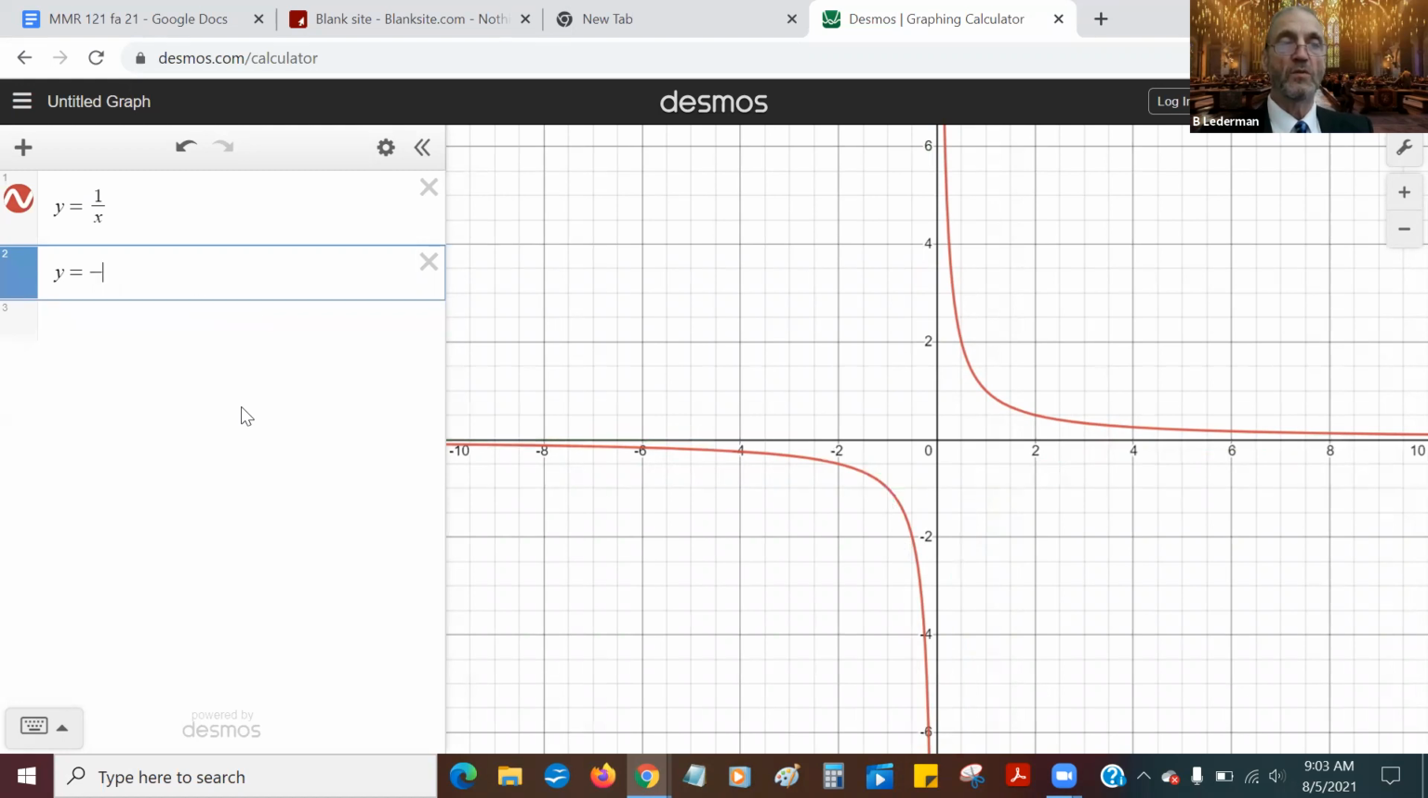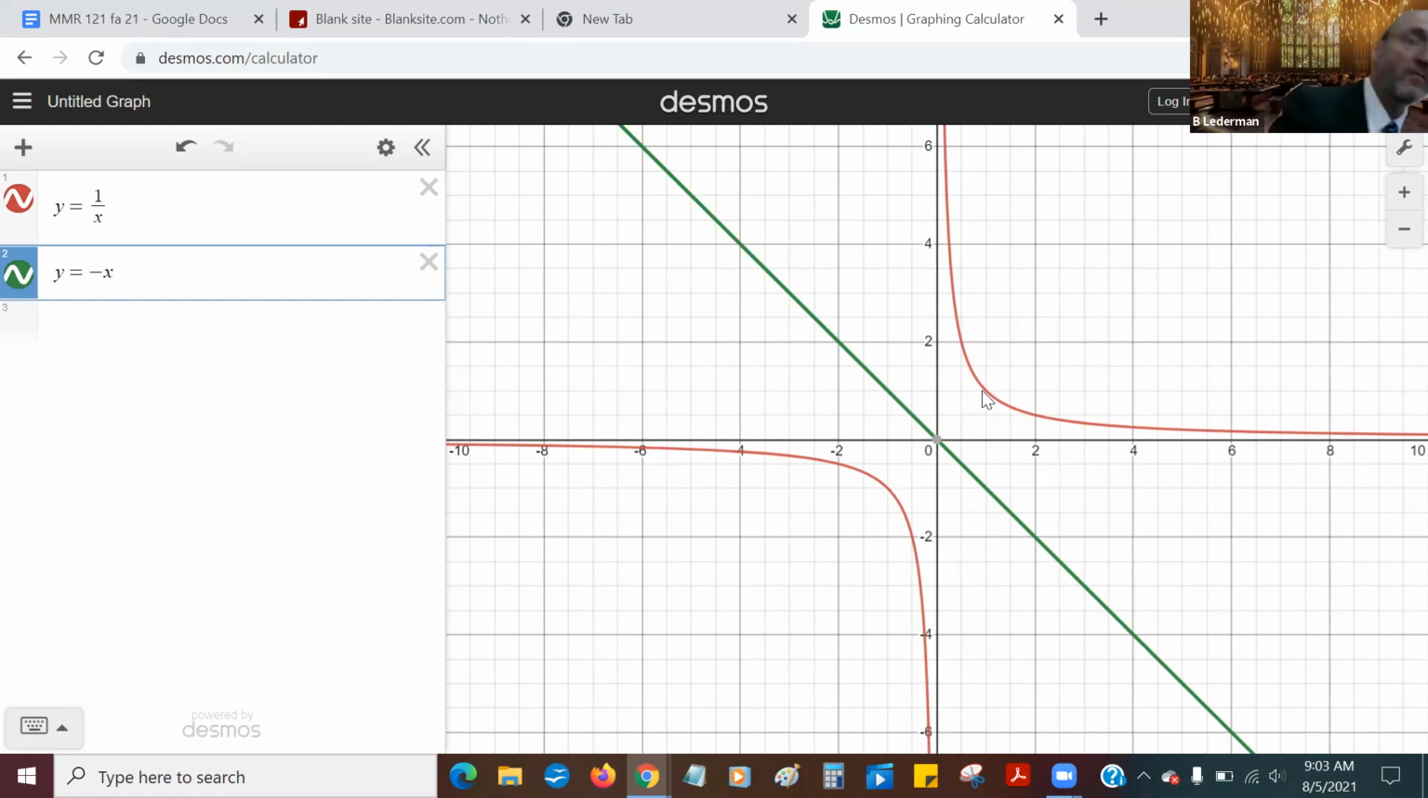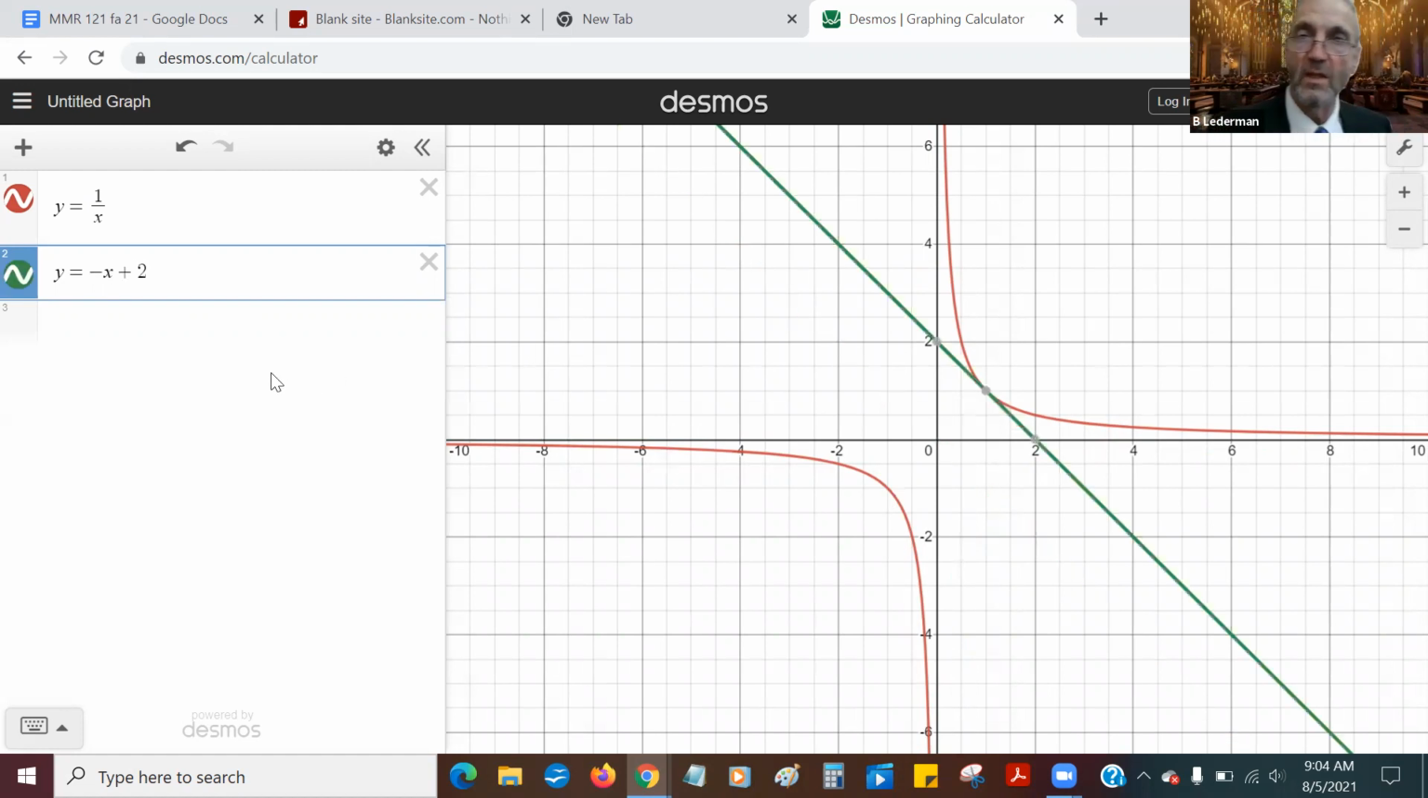So if I do y equals negative x, now negative x should be the slope when x is equal to 1. But when x is equal to 1, the function is actually up there. So I want to get it from here. So I'm going to add 2 to this. Again, I'm just kind of eyeballing it. And look at that. Pow, a beautiful tangent.